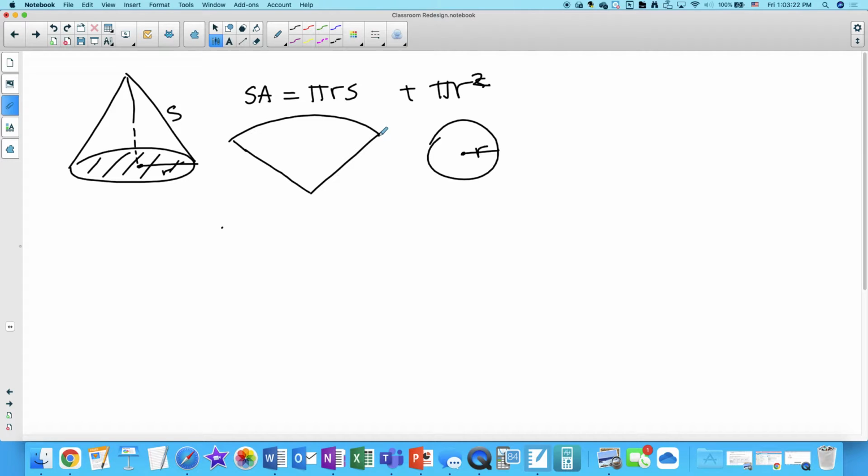Now, this is actually the radius of that fan, so that's s. And so what we really need to show is that the area of this thing is equal to pi r s. And that's what I'm going to do right now.